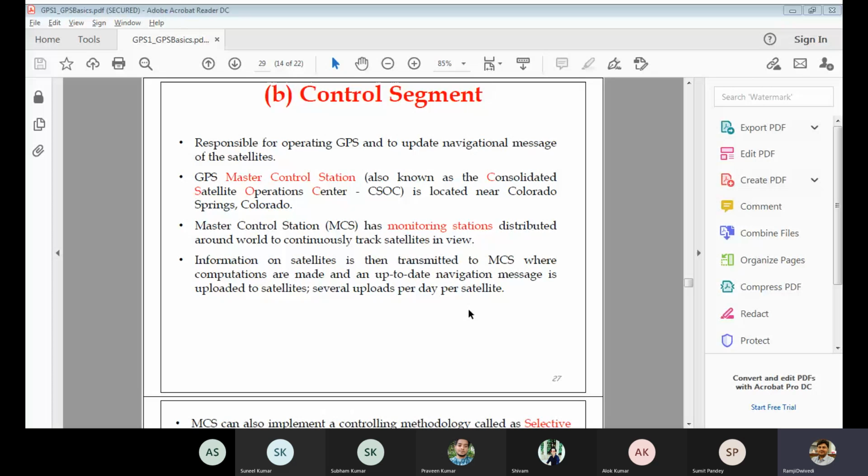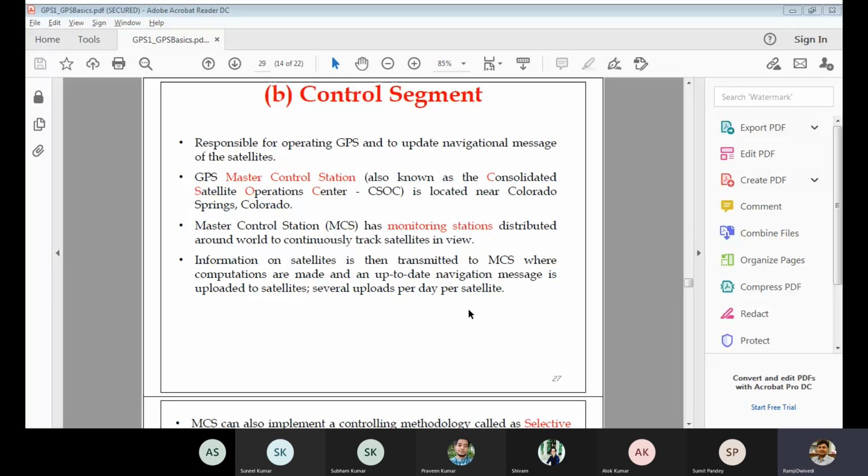What is happening in this control segment is that, as we have seen in the space segment, previously in Block I they were totally dependent on the control segment. Then in Block II, they were independent of the control segment for up to 6 weeks. Then in the last one, we have seen that it is up to 210 days. They can work without any further update received from the control segment.